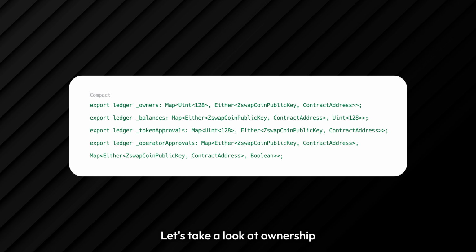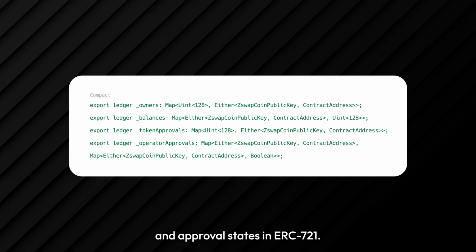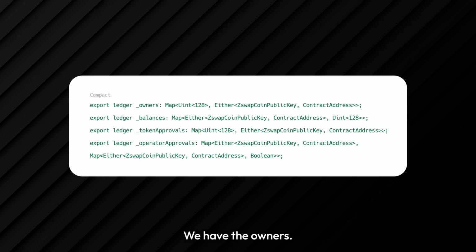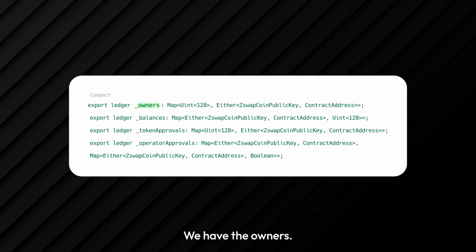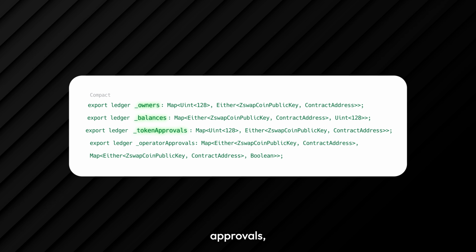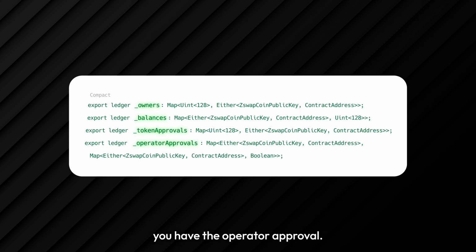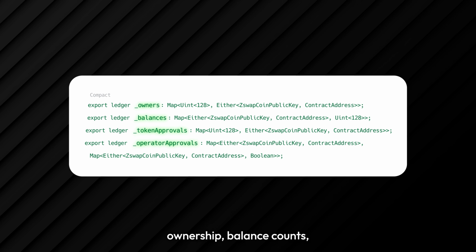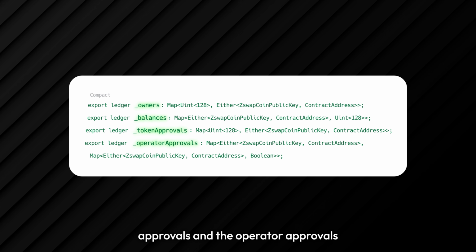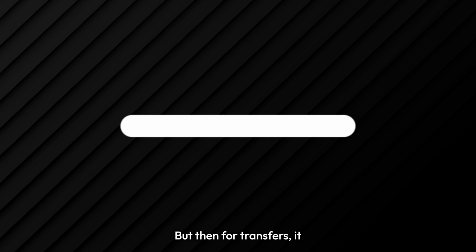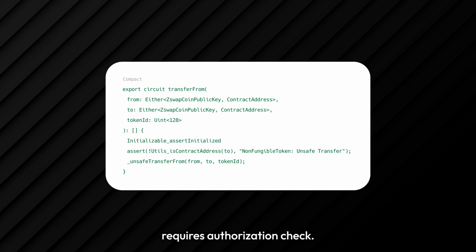Let's take a look at ownership and approval states in ERC-721. The ownership model mirrors exactly what ERC-721 looks like today. We have the owners, the balances, the token approvals, and the operator approvals. Which means you have access to per-token ownership, balance counts, individual token approvals, and operator approvals for managing all tokens. But then for transfers, it requires an authorization check.